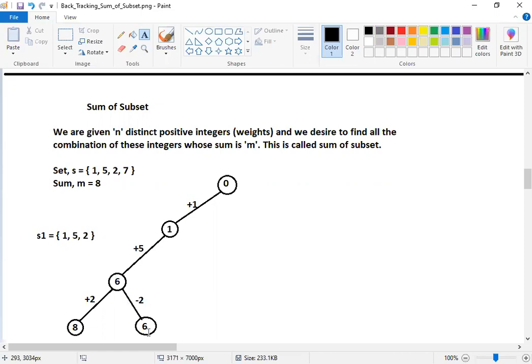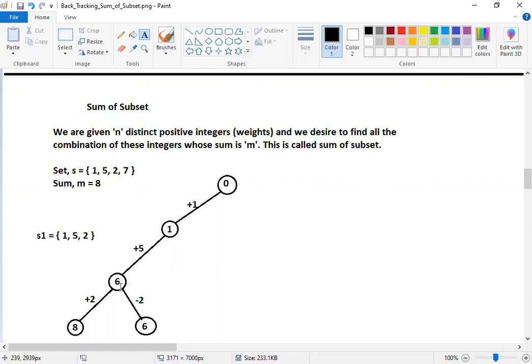Why I said it is tricky, because you may think here 6 plus 2 is 8, then 6 minus 2 is 4. But you need to think here that we are not subtracting any value. This plus and minus symbol indicates whether we are considering that particular integer value or not. Minus indicates we are not considering that particular value.